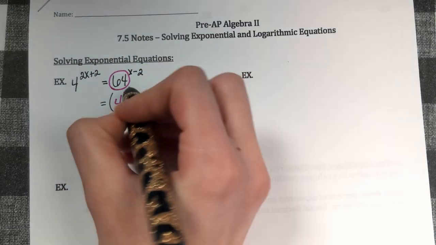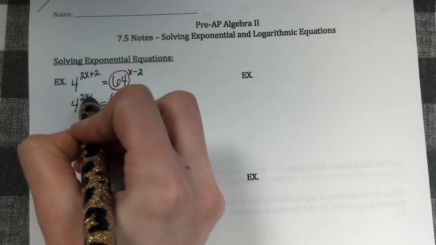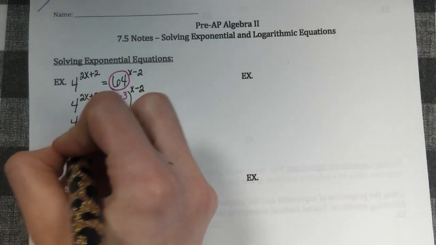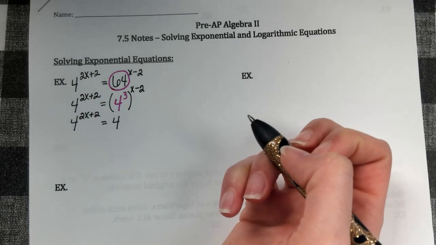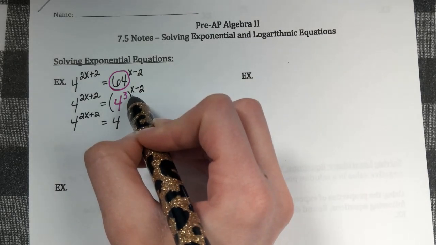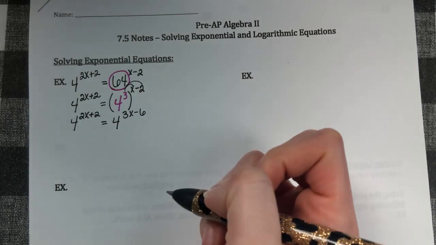So I've got on the right side 4 cubed raised to the x minus 2 power, and that 4 to the 2x plus 2 power on the left stays. So if I have two sides of my equation, both raised to an exponent, and I can get like bases, then that's what I'm going to do. That's the easier way. Okay, so then this is 4 to the 2x plus 2 power equals 4 to the what power? What am I going to do if I have 3 raised to the x minus 2? I'm going to multiply, and that becomes 3x minus 6.